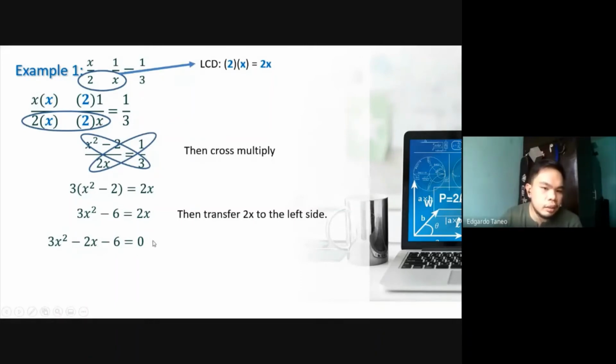Okay, so ito na yung magiging equation. Any question, class? Okay, so I hope you guys followed. Sana nakakasunod pa rin, okay?